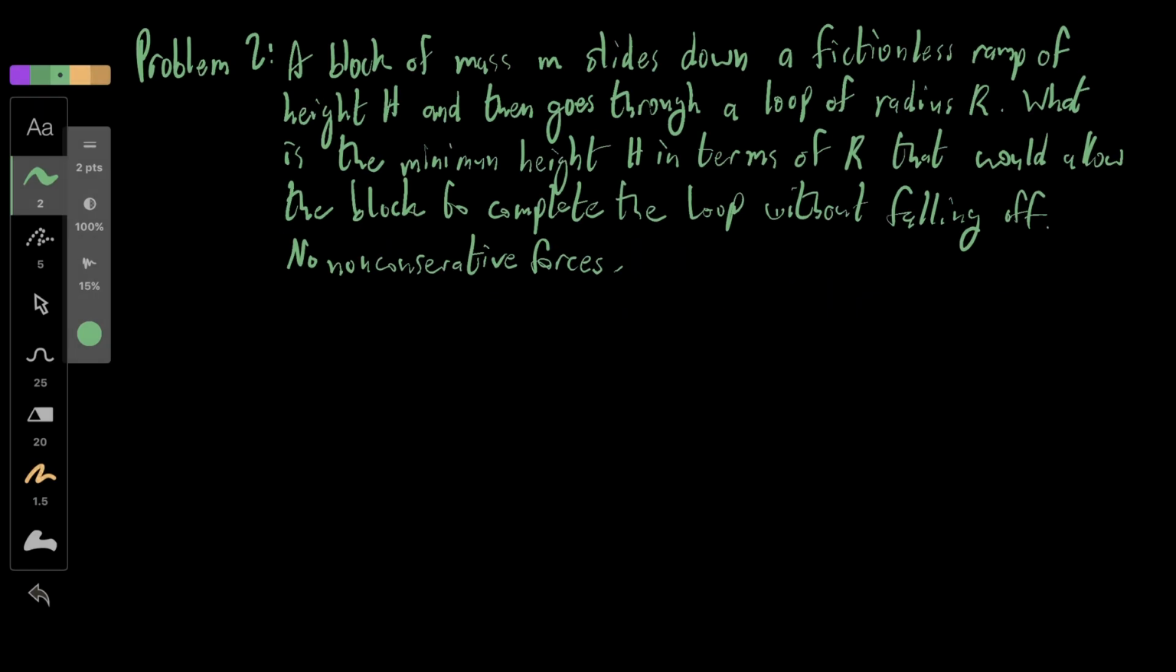Alright, over here we have a block of mass m that slides down a frictionless ramp of height h and then goes through a loop of radius r. What is the minimum height h, in terms of r, that would allow the block to complete the loop without falling off? No non-conservative forces.